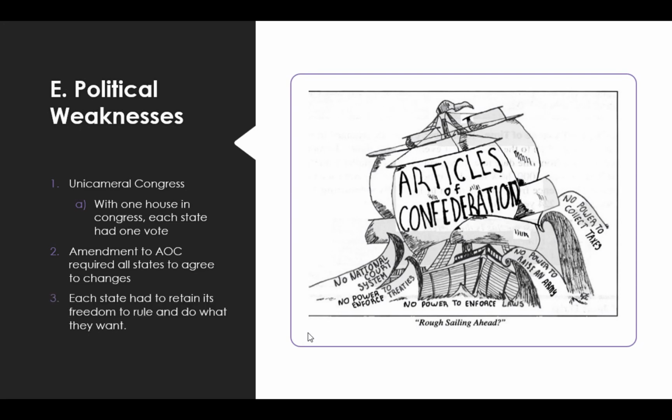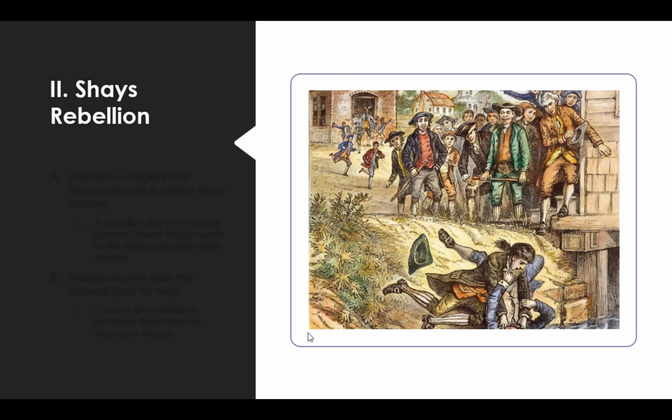Now, with that, each state had to retain its freedom to rule, and they could do whatever they wanted. So if they did make a change where all 13 states agreed, one state could change their mind and say, we don't want to follow that anymore, and they couldn't do anything about it. The other states would have to let them do what they wanted because they had their right to maintain their freedom. So this caused a host of problems, but one problem in particular that had made them change their mind was a rebellion called Shays Rebellion.